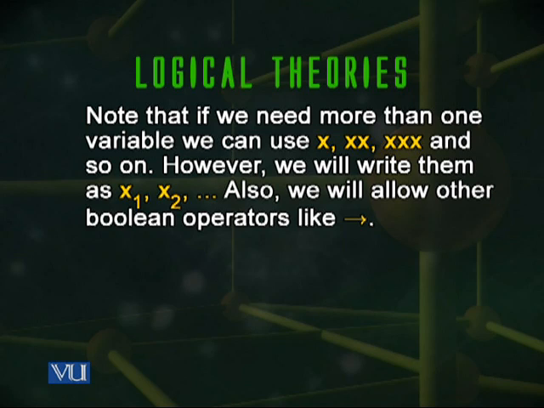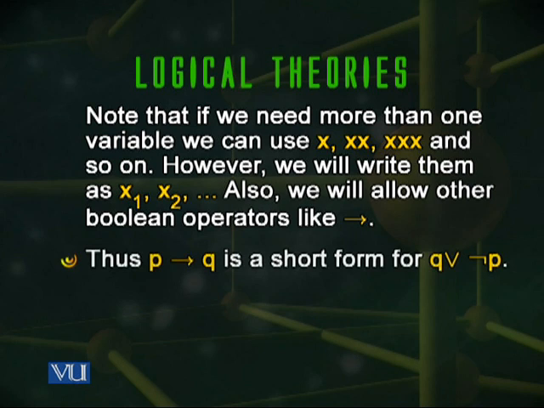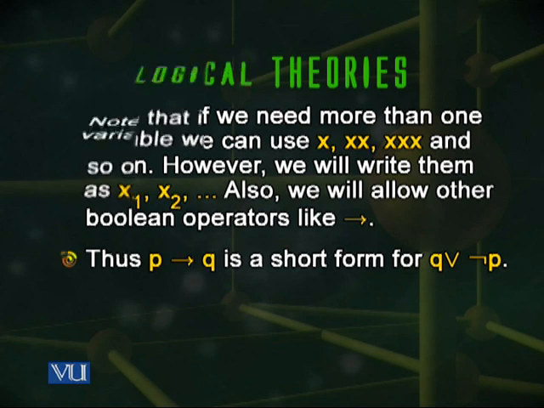We will also allow some other Boolean operators like an implication. Thus, P implies Q is actually a short form for writing Q or not P. So, as you know, and, or, and not are Boolean operators from which you can also get all the other operators. Therefore, we will formally say that these are the only 3 operators allowed, but when we write statements, we'll allow ourselves to write an implication.